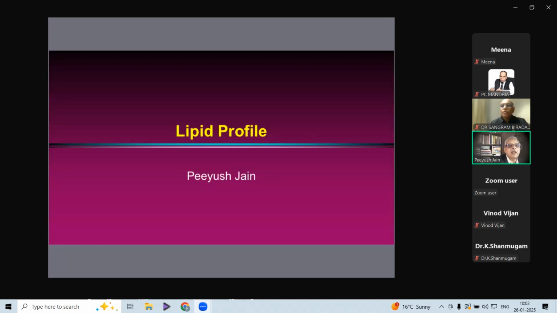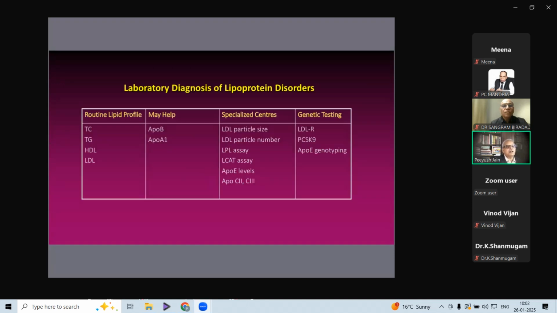But let me just say that a routine lipid profile, what do we actually measure directly? We measure total cholesterol, triglycerides, HDL cholesterol, and LDL cholesterol. And then there are certain derived values like non-HDL cholesterol, total cholesterol to HDL-C ratios. But then there are other parameters like ApoB, ApoA1, their ratio, LDL particle size, LDL particle number, certain other assays like enzymatic assays, ApoE levels, ApoC2, C3, and then genetic testing.